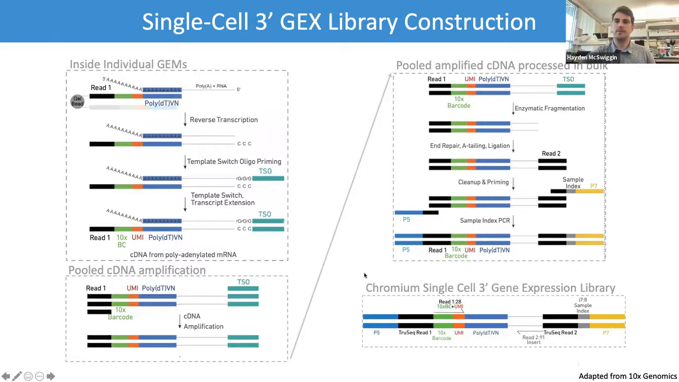But after all these reactions, you'll end up with a library construct that looks like this. And so what you have here is your RNA insert that's now converted into cDNA. You have your unique molecular index, which will help you identify how many RNA molecules you got from an individual cell. Your cell barcode, which will identify which cell all these RNA molecules came from. And then also sequences on the end that will help you during sequencing of this library.